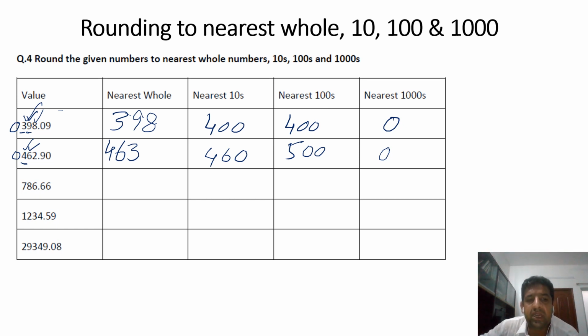But in the next number, the value is 700, so it will be changed into 1000. I hope you will understand the question and complete this table easily.